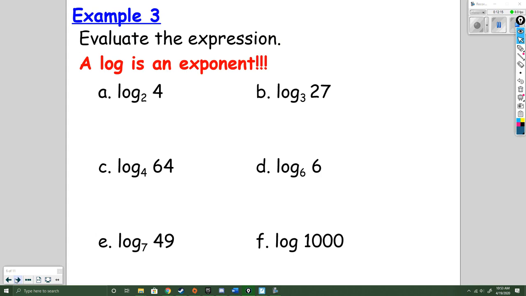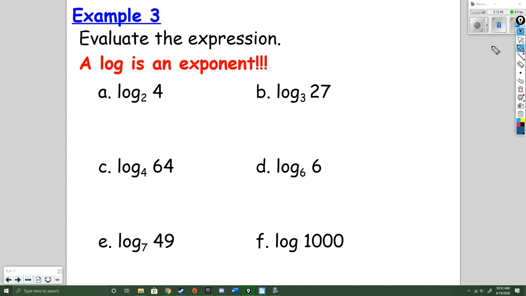Now, the next one. We're going to evaluate the expression. Rewriting it is necessary. That's our necessary skill to go ahead and solve some of these questions. In order to solve some of these questions, we have to be able to evaluate some of these logarithms. Remember, a log is basically the inverse of an exponent. It undoes an exponent.